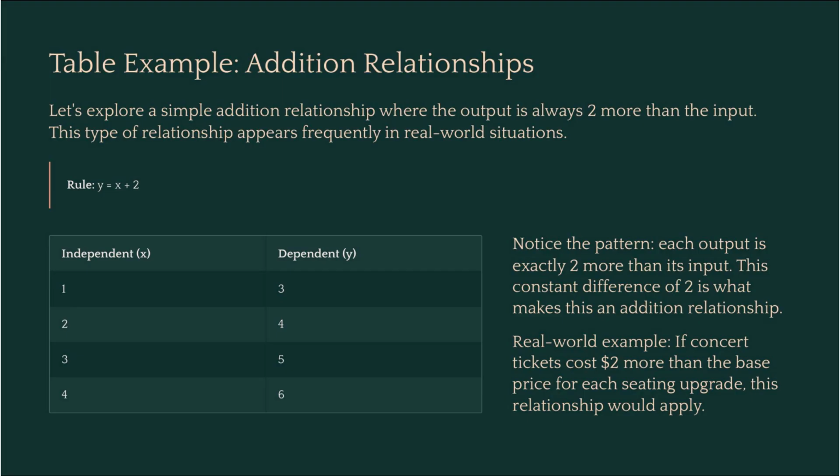Let's look at a table where the rule is simple addition, y equals x plus 2. When the independent variable x is 1, the dependent variable y is 3. When x is 2, y is 4. You can clearly see the pattern. Every number in the y column is exactly 2 more than the number in the x column.